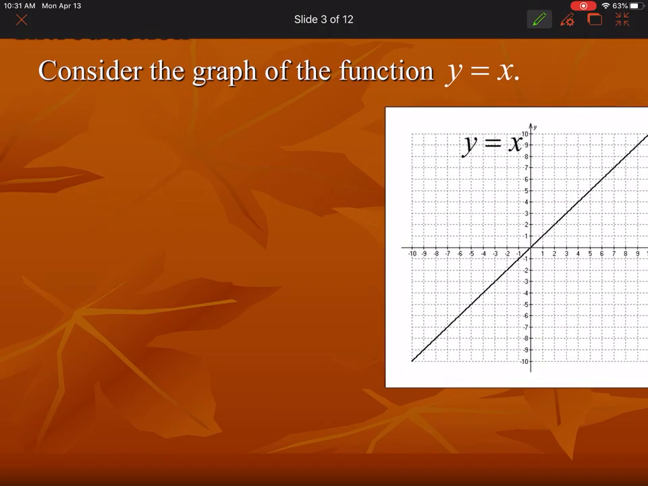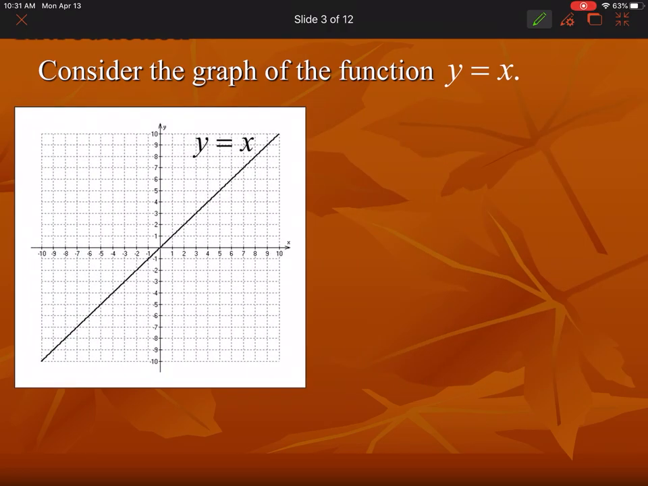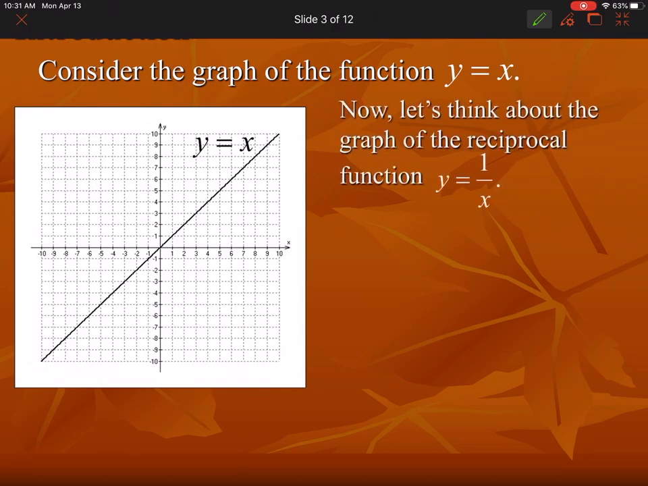Consider the graph of y equals x. Hopefully y equals x is something you're familiar with. All the y values are the same as the x values, so I get these points (1, 1), (2, 2), (3, 3), (4, 4), (5, 5), and then the same into the negatives.